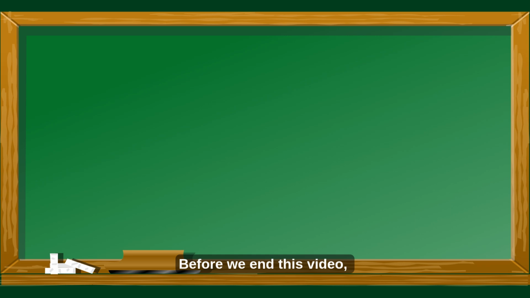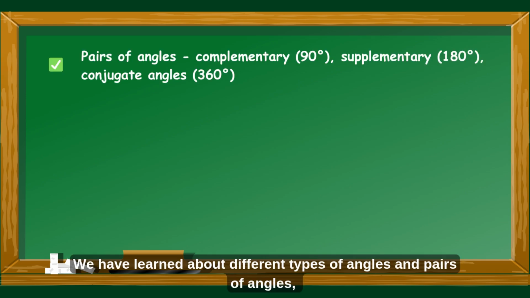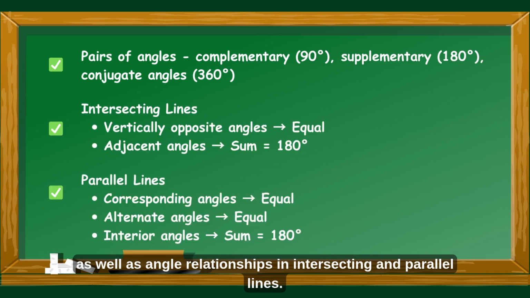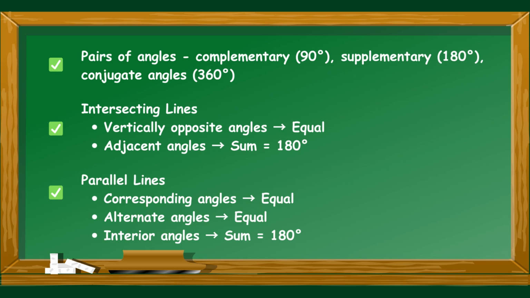Before we end this video, let's recap the key points we have learned. We have learned about different types of angles and pairs of angles, as well as angle relationships in intersecting and parallel lines. By understanding these relationships, we can find unknown angles more easily.